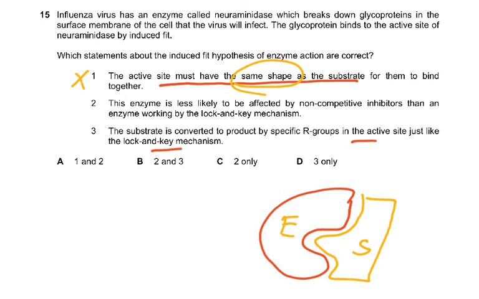So this is wrong. This enzyme is less likely to be affected by non-competitive inhibitors than an enzyme working by the lock and key mechanism. That doesn't make any sense. So that is why the answer is D. Only this was correct.